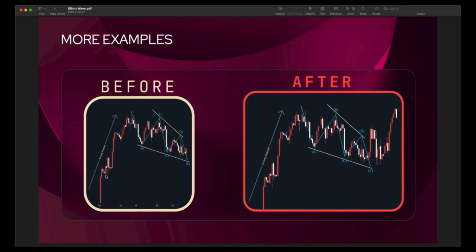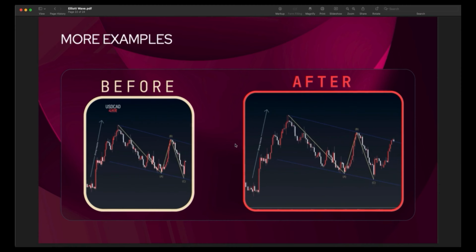Another example. Price goes up. We have that strong impulse. A, B, C, D, and E. And what does price do? Finally breaks out, goes all the way back up. Pretty sweet. One more right here. Strong impulse. USD CAD 4-hour. A, B, C. Bam. Goes back up. That easy, that simple. If I can, I'll add more stuff to the presentation so that way you guys can download it and take a look at it yourself.